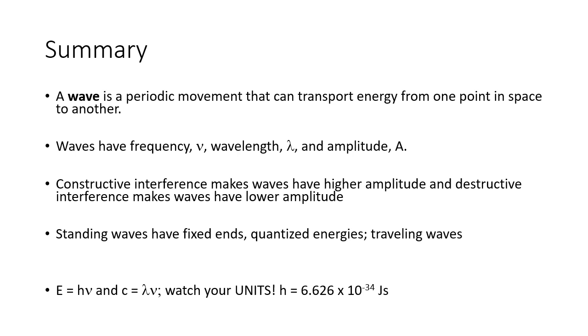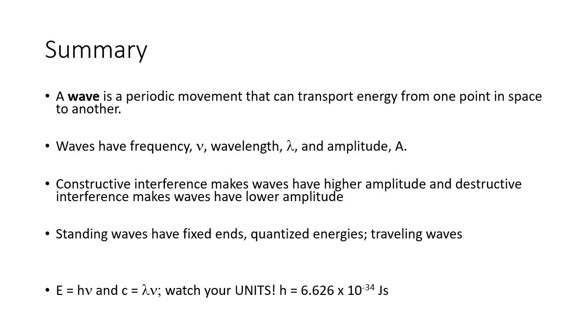To summarize, a wave is a periodic movement that can transport energy from one point in space to another. Waves have frequency, which is given by the Greek lowercase nu, wavelength, which is given by lowercase Greek lambda, and amplitude, capital A. Constructive interference makes waves have higher amplitude, and destructive interference makes them have lower amplitude. Standing waves have fixed ends, which leads to quantized energies, whereas traveling waves do exactly that. They travel. They can have any energy.